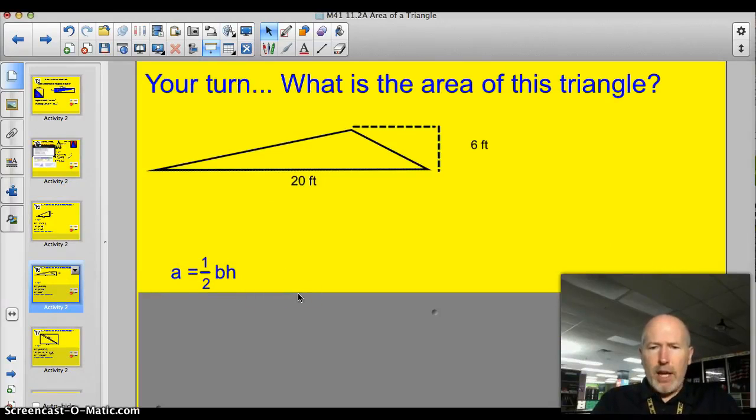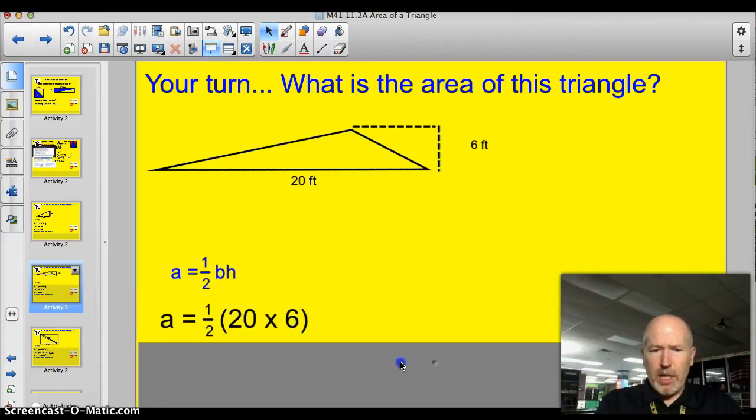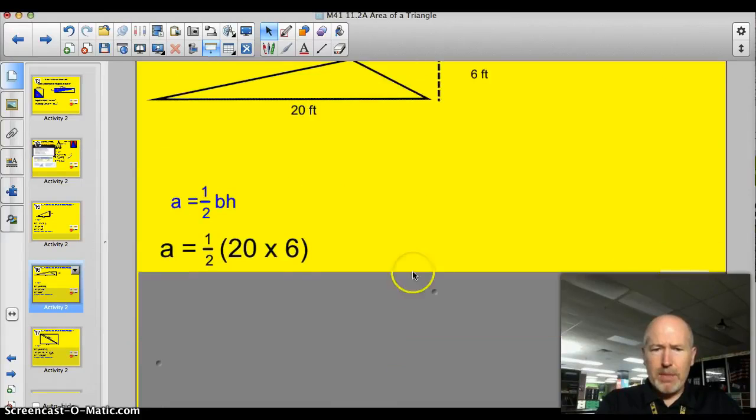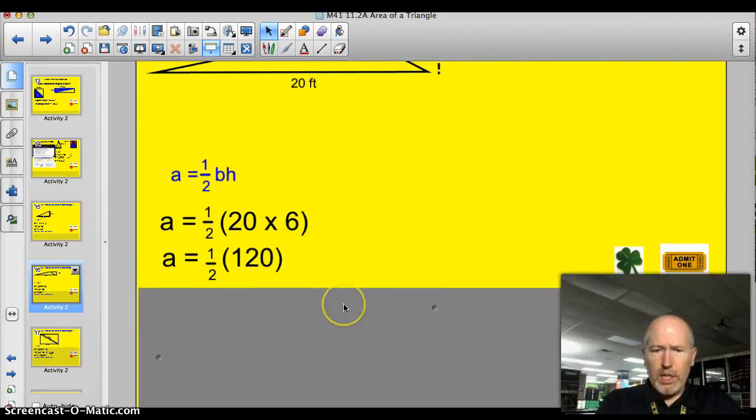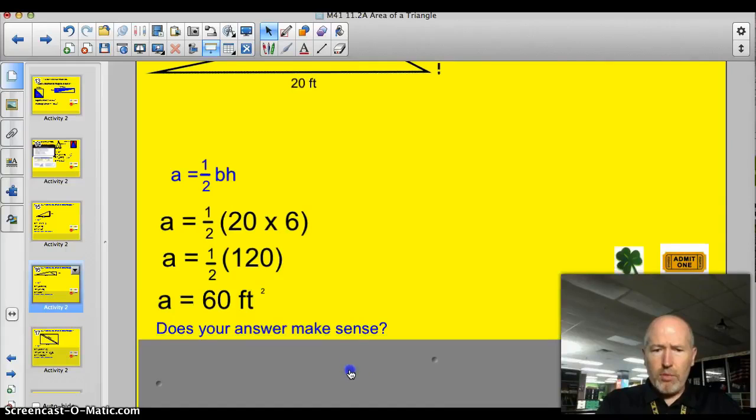Picked a scalene triangle this time. And sometimes they're going to show you the measurements in different ways. So here, I'm just showing that this is the height over here. Okay, go ahead. Determine the area. All right, let's see how you did. Well, 1/2 of base times height, so I got 1/2 of 20 times 6 are my two measurements. So that's 1/2 of 120, or the area would be 60 feet squared.